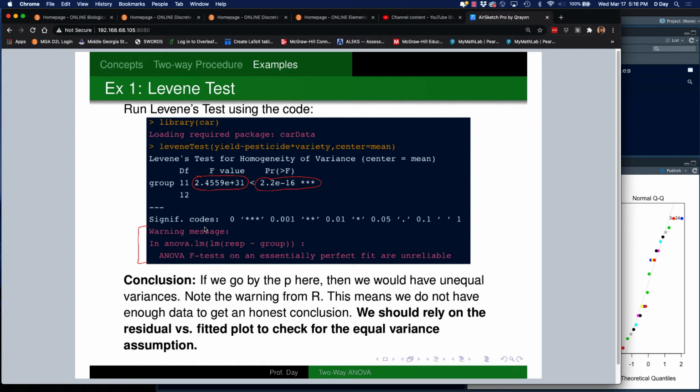That happens, and that's why we're getting this warning message, because when we have only one or two data values per combination, we end up getting these huge F values because there's not a lot of variation in there to tell the difference. And so it's saying you might want to rely more on your residual versus fitted plot to see how well you think the variances equal one another.